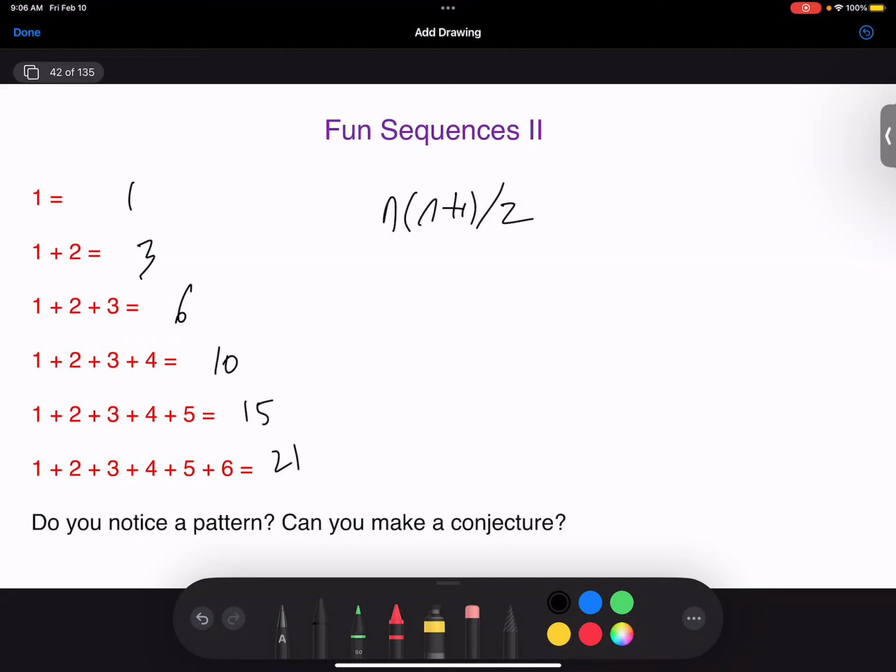And later in the semester, I'll actually talk about a new method I've come up with to prove stuff like this using L'Hopital's rule. So it's a really strange application of L'Hopital.